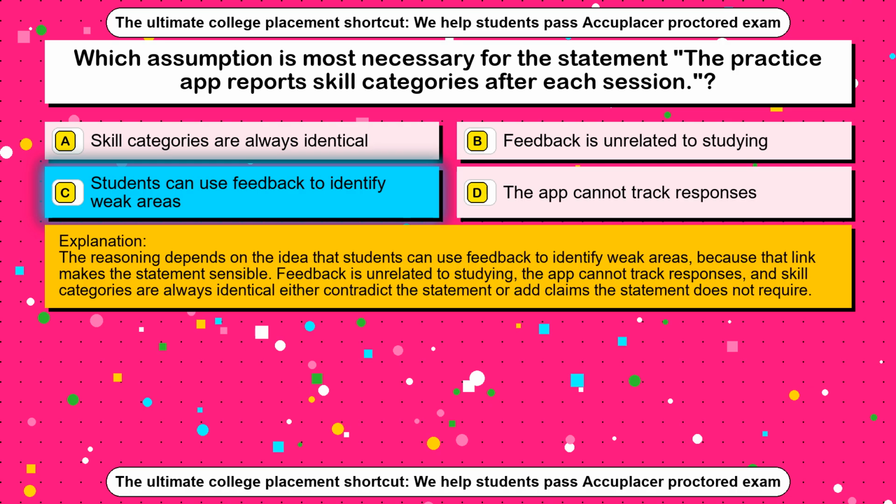The reasoning depends on the idea that students can use feedback to identify weak areas, because that link makes the statement sensible. Feedback is unrelated to studying, the app cannot track responses, and skill categories are always identical either contradict the statement or claim something the statement does not require.